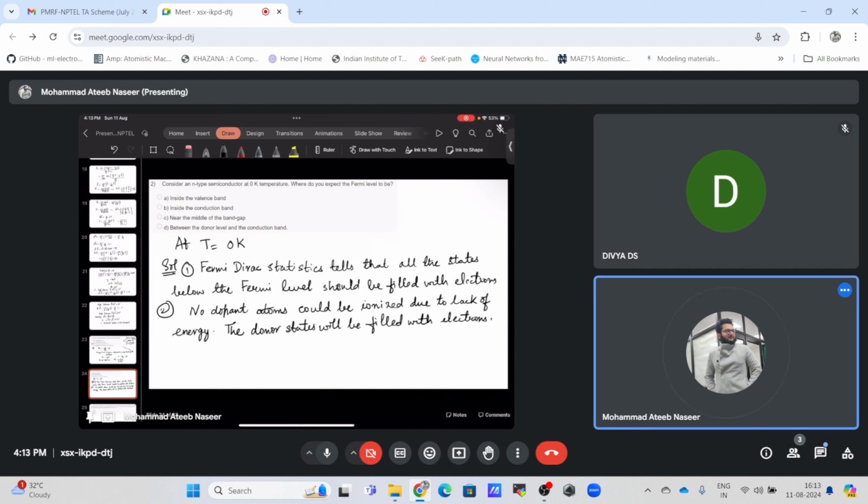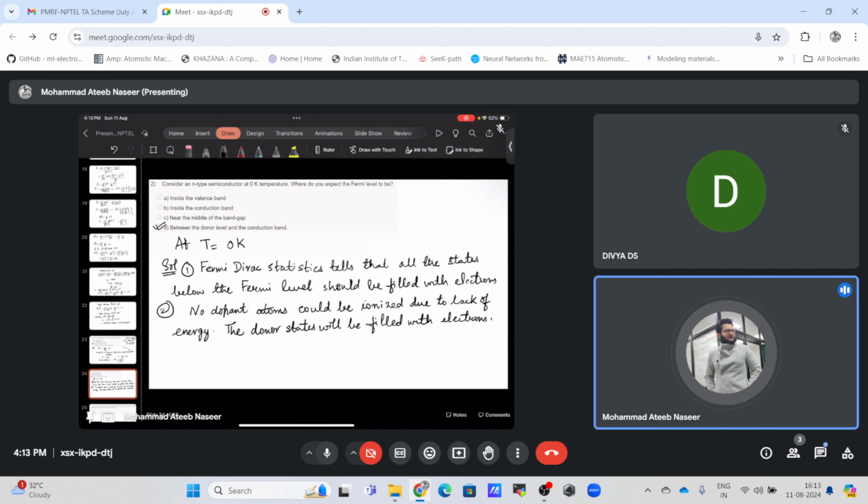Okay, so from this, can we now comment about the Fermi level, where it should be? We have seen that the donor level has to be filled, and we can say this semiconductor, okay, D, absolutely correct. So the option D is between this donor level and the conduction band edge.